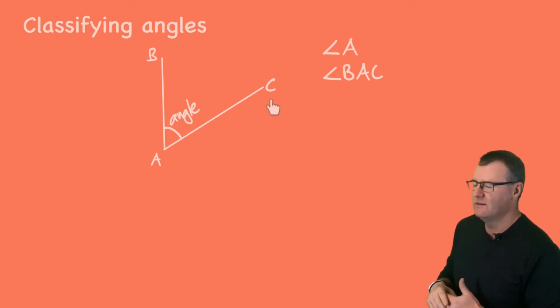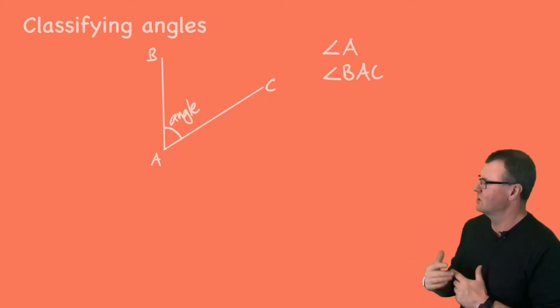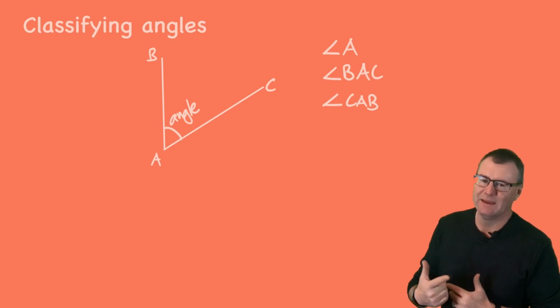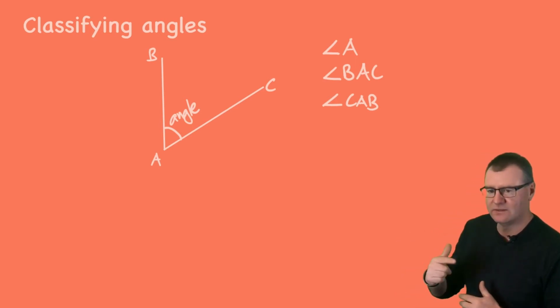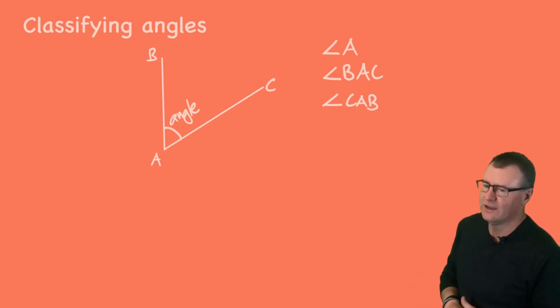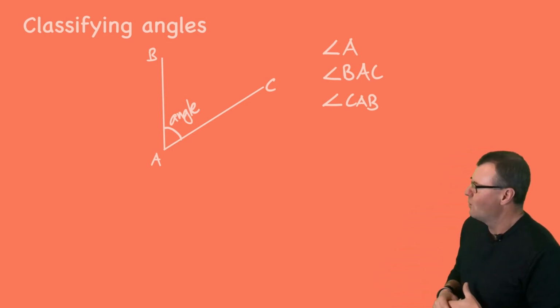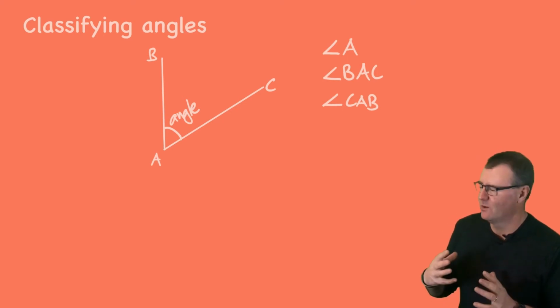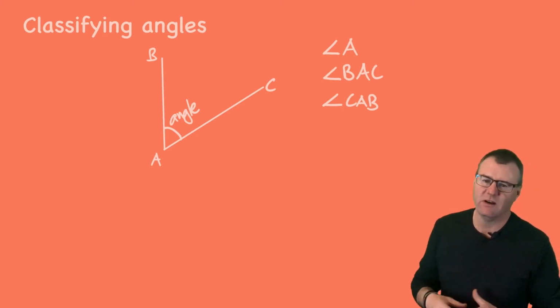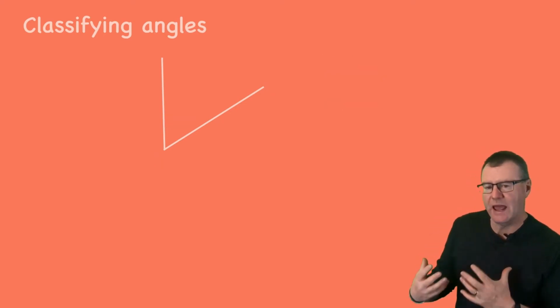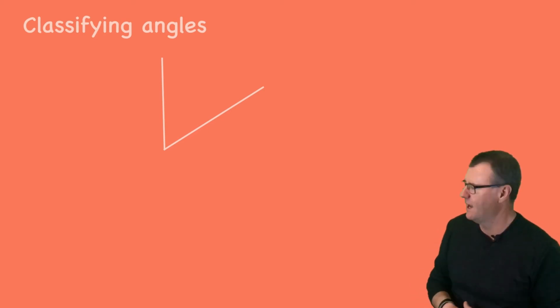So I hope you can see from that, there's probably another way I could name it, because I could go angle CAB. I've still got the vertex in the middle and I've still used the two letters on either side of it. So there's a couple of different ways of naming an angle. But what we want to talk about mostly in this video is how we classify the different sizes of angles. Because depending on how big the angle is, we give it a certain name.